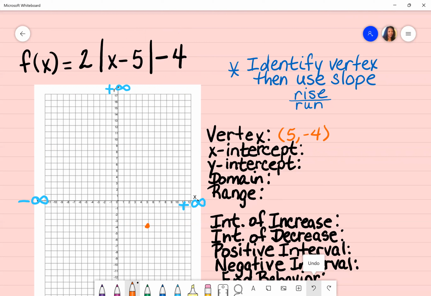And now that I know that I can use the slope option as well, I'm just going to identify my slope, which is 2 over 1. And slope means rise over run. Both of those are positive because there's not a negative sign in front of that.